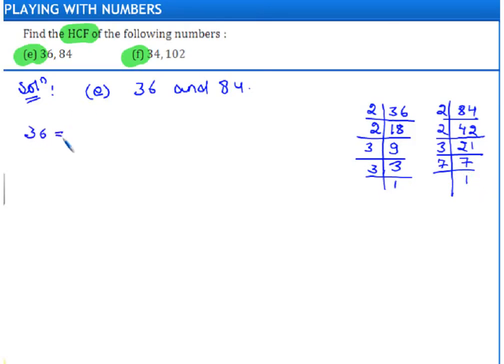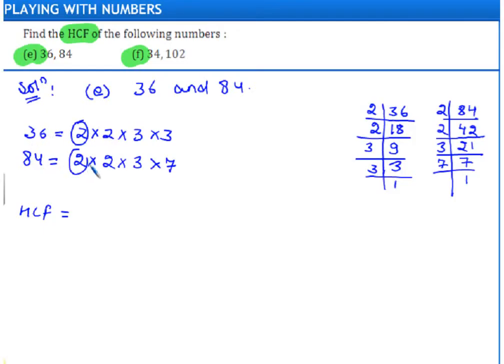Now 36 can be written as 2 into 2 into 3 into 3, and 84 can be written as 2 into 2 into 3 into 7. Now we have to find the highest common factor, which is the product of their common factors. That is, the product of the common numbers, which are the factors of 36 and 84.